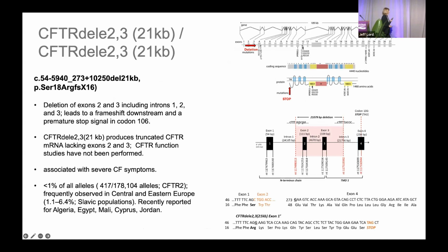So let's come to the last one, the large deletion mutation. What is really amazing about this mutation is that it basically knocks out the entire CFTR gene, because it is deleted between exon 2 and 3, and then it creates a premature stop codon, and the CFTR is basically not translated anymore. This mutation is particularly prevalent in the Eastern Europe population. It's also now found in Algeria, Egypt, Cyprus. So it is a very common mutation that's found in Eastern Europe.